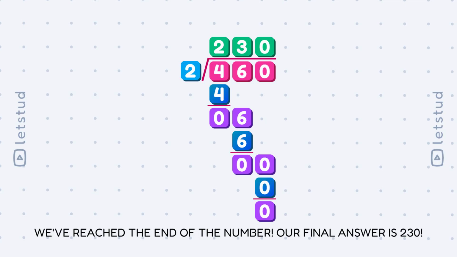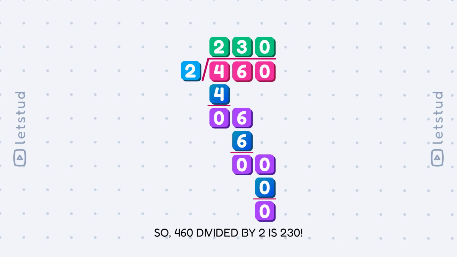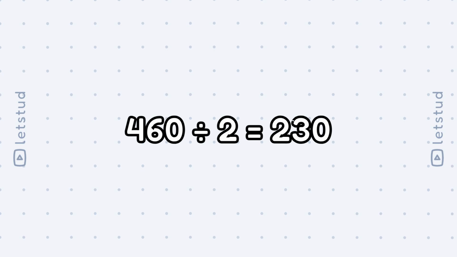Our final answer is 230. So, 460 divided by 2 is 230. We just learned how to divide 460 by 2 step by step. Remember, long division is just a way to share numbers equally. Keep practicing, and you'll become a math whiz in no time.